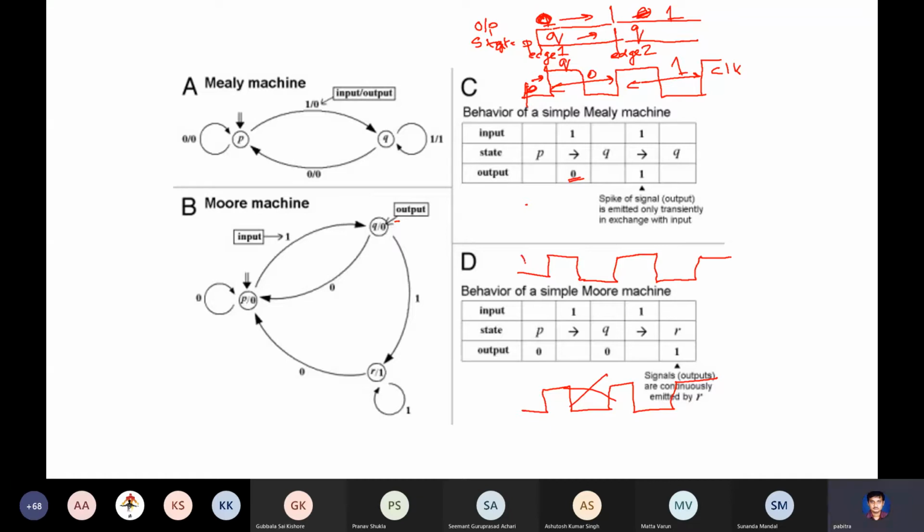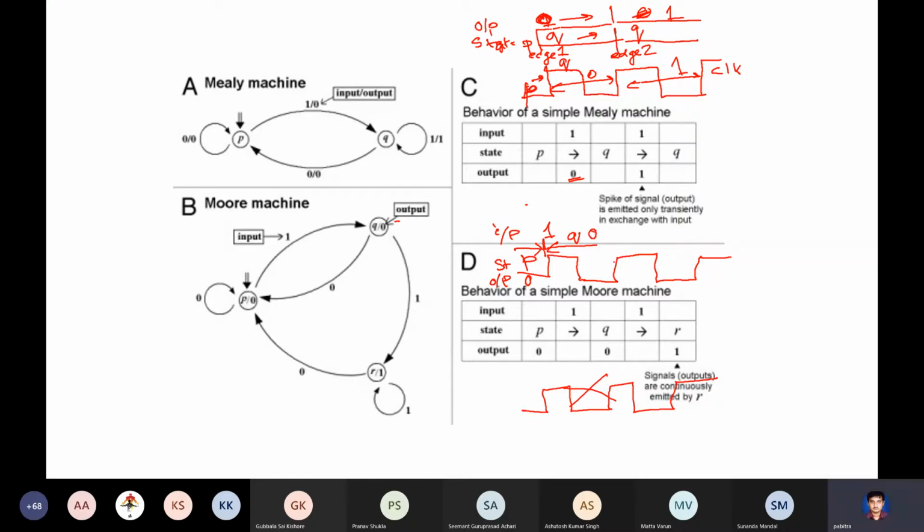Okay, so it was in a state P. The output was already, let's say, 0. So this is the state, this is the output, this is the 0. Now at this rising edge, an input of 1 comes. So what happens is that it moves to state Q and produces an output of 0.